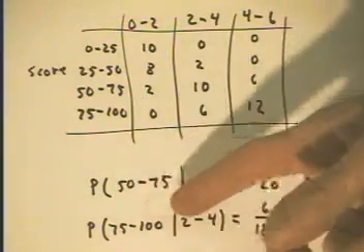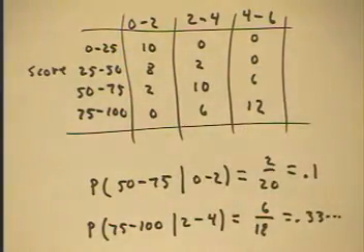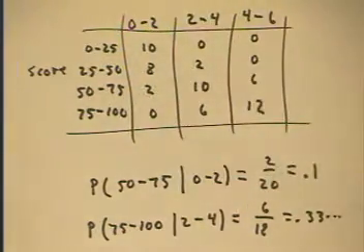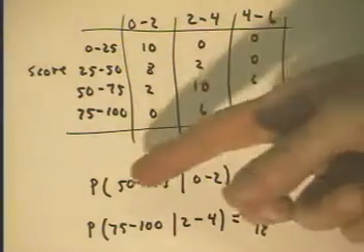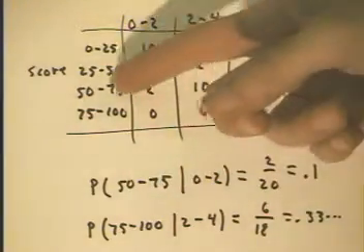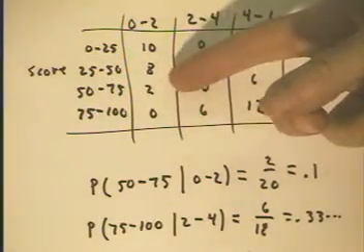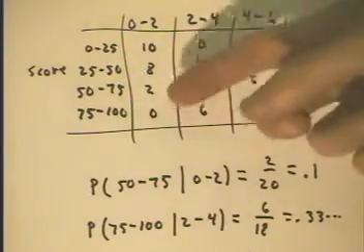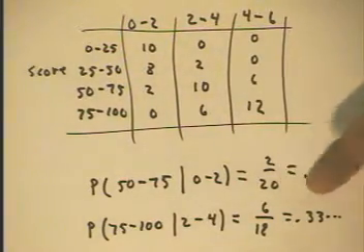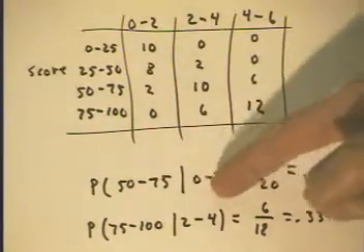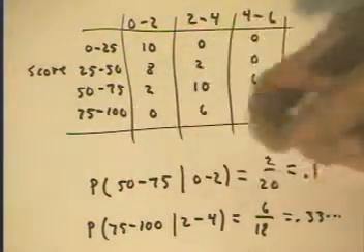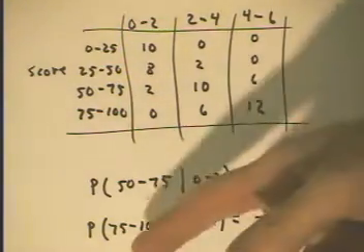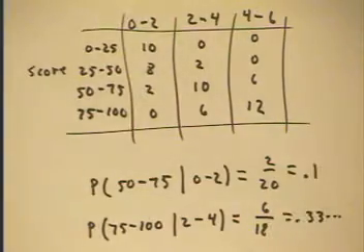Okay, probability 50 to 75 given 0 to 2. What's that mean? That means we're going to look at just the 0 to 2 column. And the probability of a 50 to 75, well, there are two of them in the whole column. In the column there are 20 outcomes, or 20 individuals. So we see that 2 out of 20 individuals who studied 0 to 2 hours per week made 50 to 75. And there's the probability.